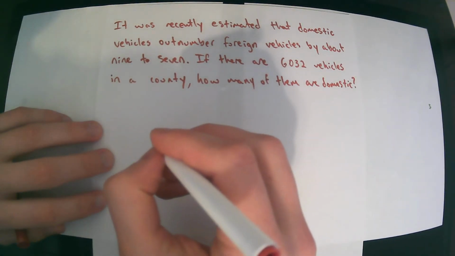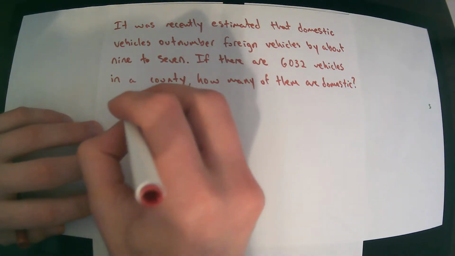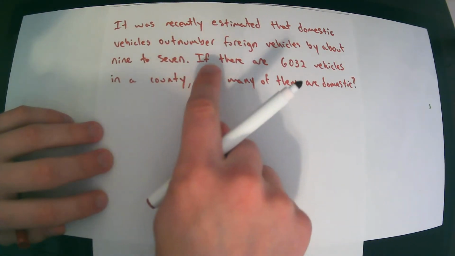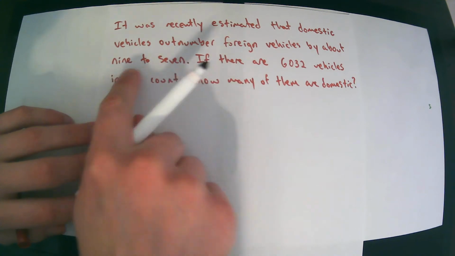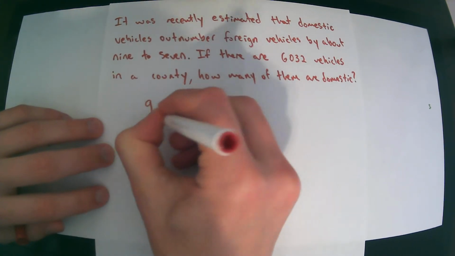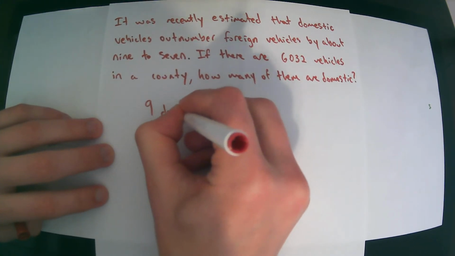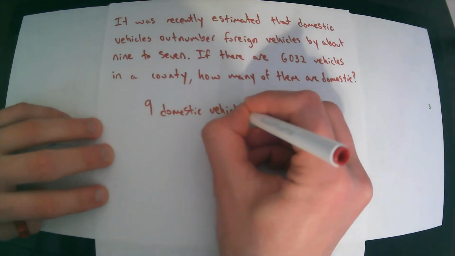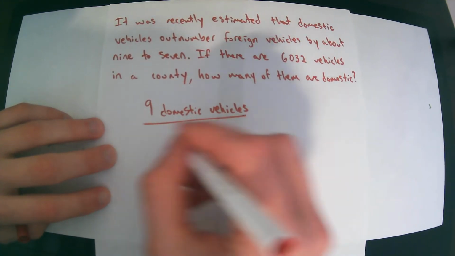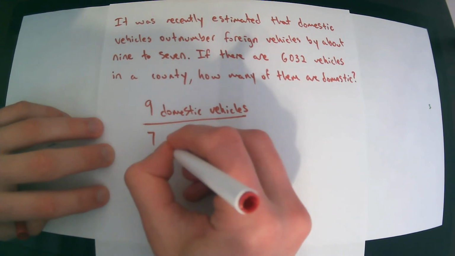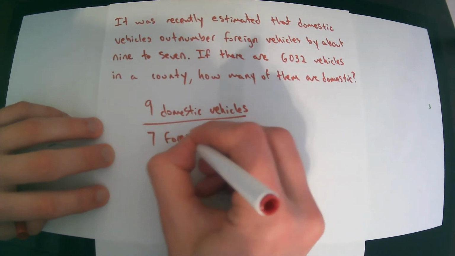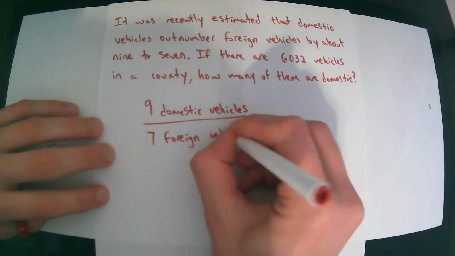So, first let's write down this ratio. We have it as domestic vehicles outnumber foreign vehicles by about 9 to 7. So we have 9 domestic vehicles, so Fords and Chevys and other such cars, and then the 7 foreign vehicles like Saabs.